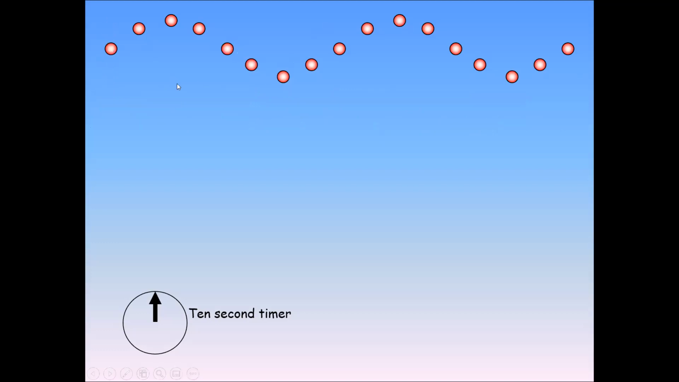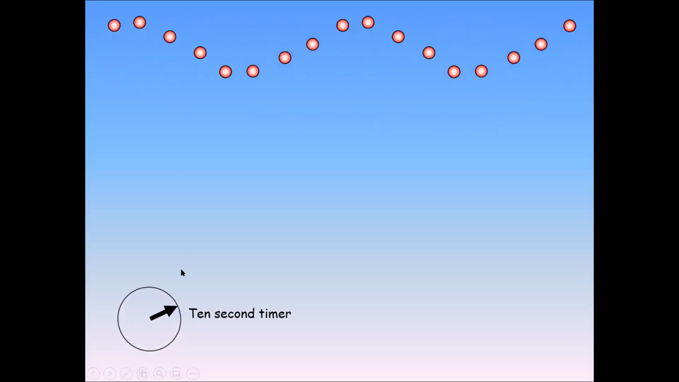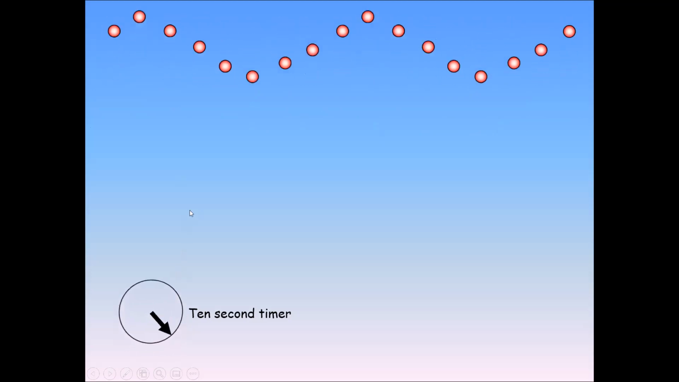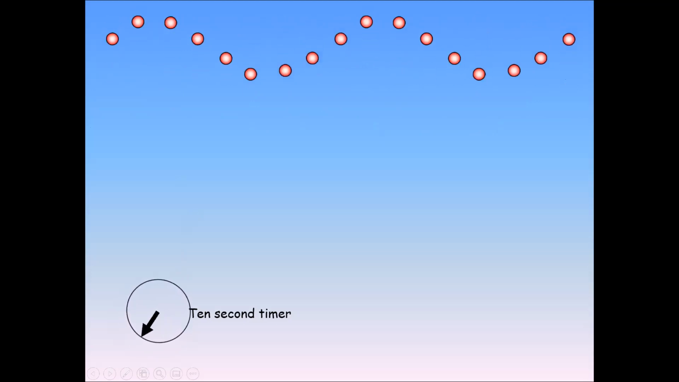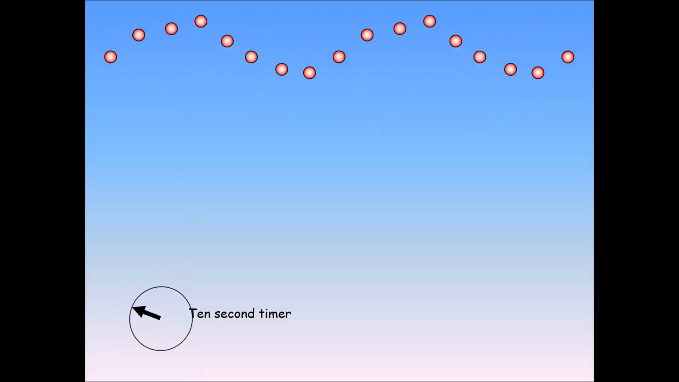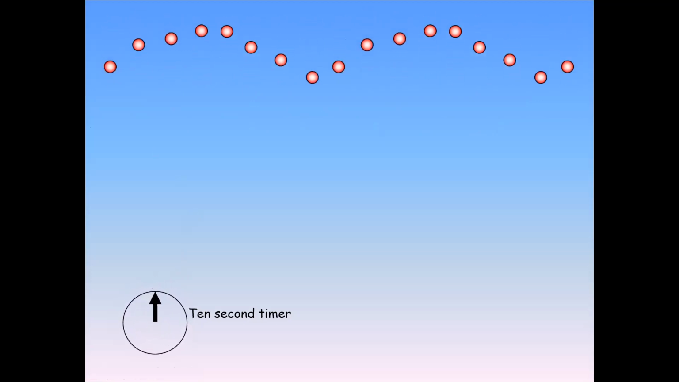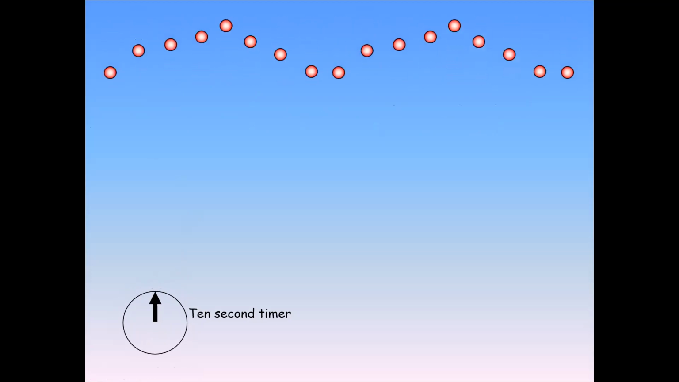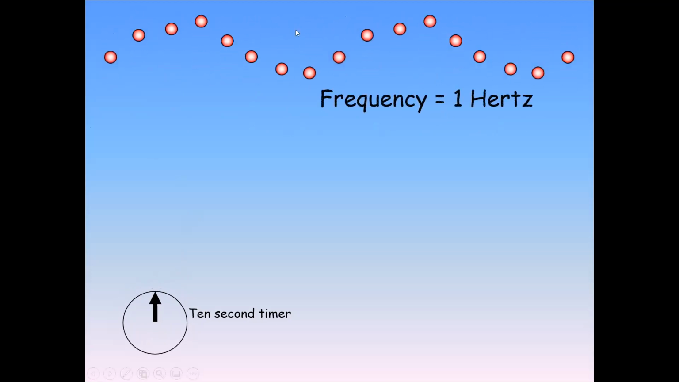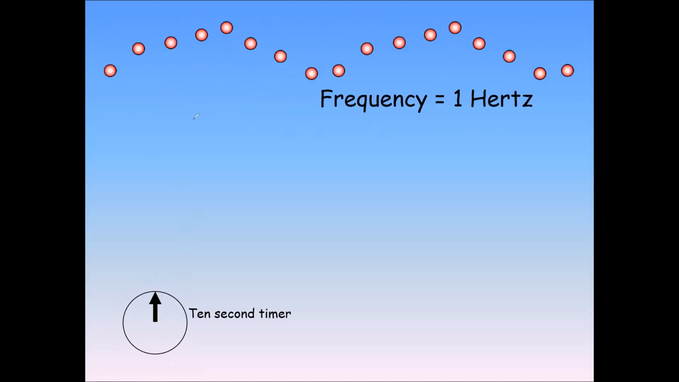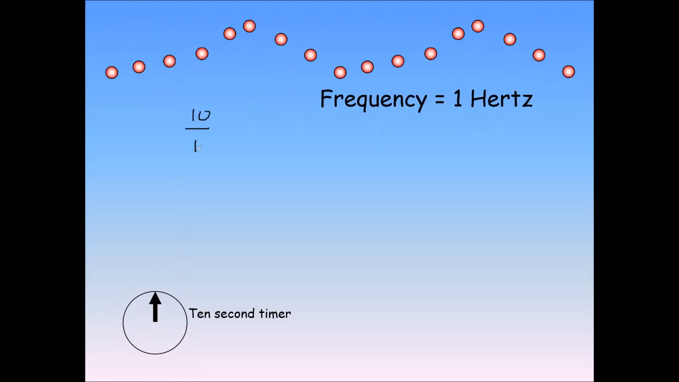So when we focus on one of the particles, how many times it is vibrating in 1 second, that is called frequency. When we count the number of vibrations here, in the 10-second timer, it is vibrating 10 times in 10 seconds. So how many times is it vibrating in 1 second? It will be 10 divided by 10, which equals 1. Because the number of vibrations divided by the time interval gives us frequency.